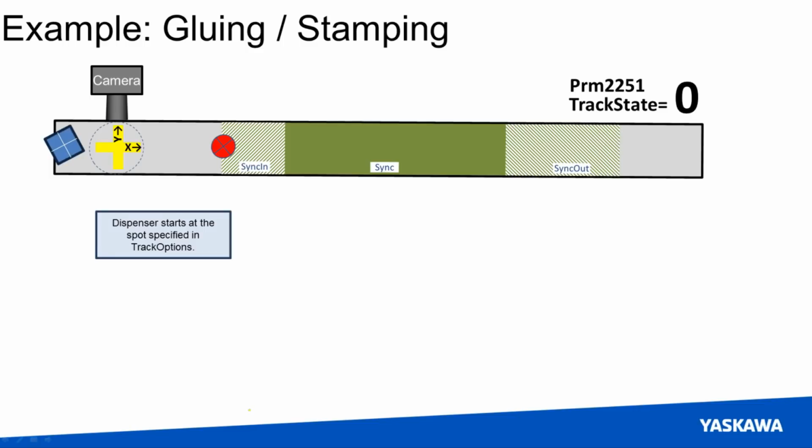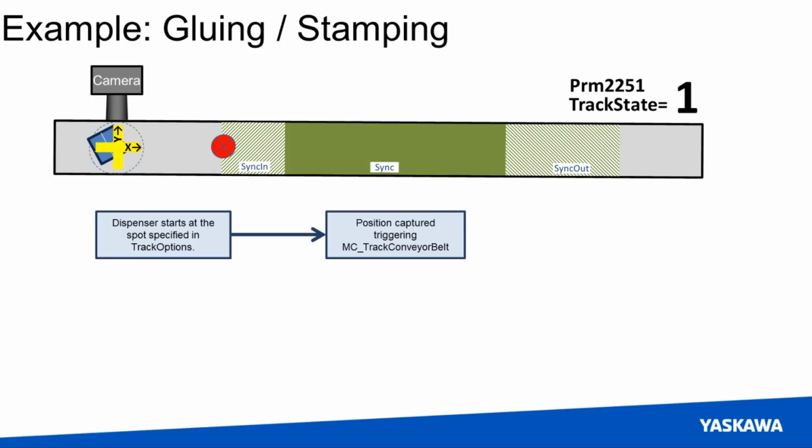So we're starting our dispenser off at the spot that we specified in track options. Now you'll notice in this particular case, instead of being in the middle of the sync-in zone where we have been starting, now we are at the beginning of the sync-in zone. You may recall what that means is that the tool will have to overspeed in order to catch up to the part. There's nothing wrong with this. It's just something you're going to have to be aware of. It'll end up going twice as fast as the conveyor.